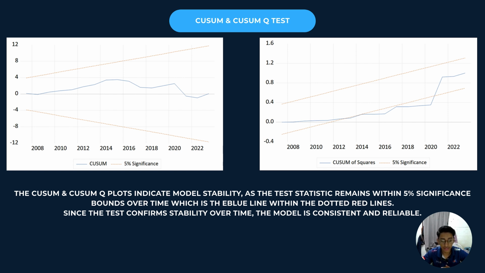The last test that we run is the CUSUM and CUSUM Q test. The CUSUM and CUSUM Q plots indicate model stability as the test statistic remains within the 5% significance bounds over time, which is the blue line within the dotted red lines. Since the test confirms stability over time, the model is consistent and reliable.